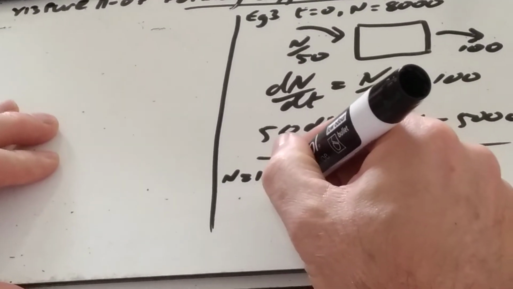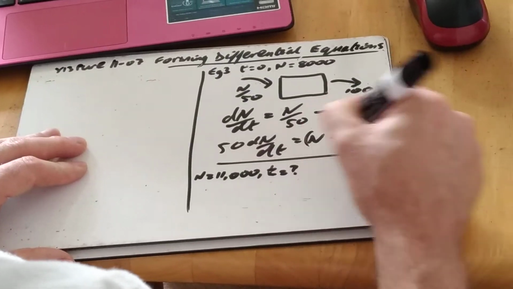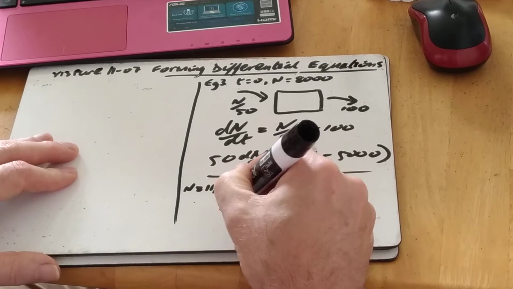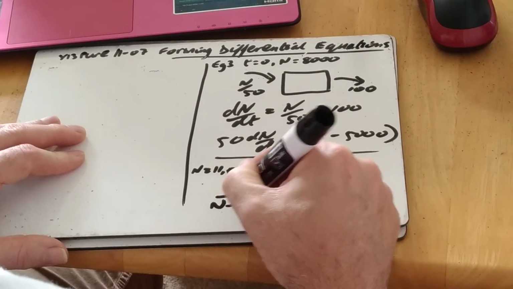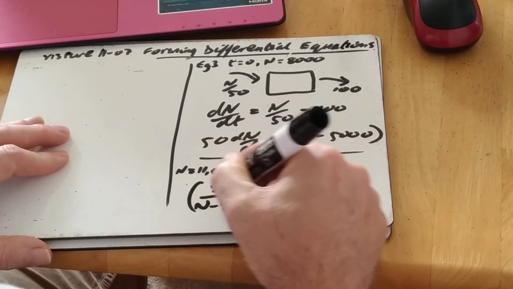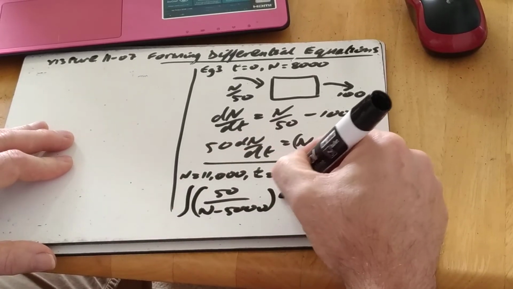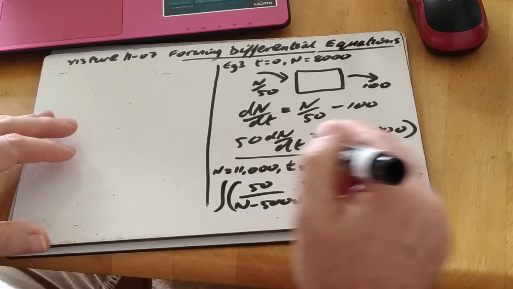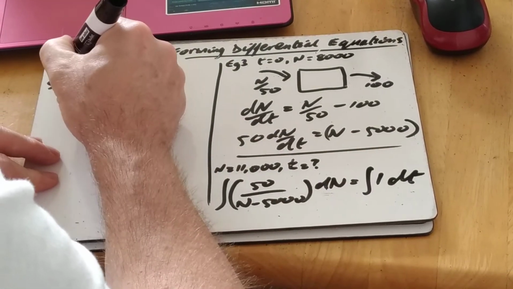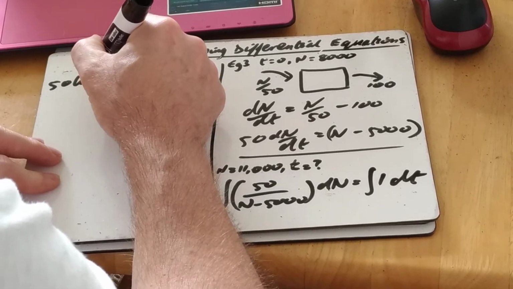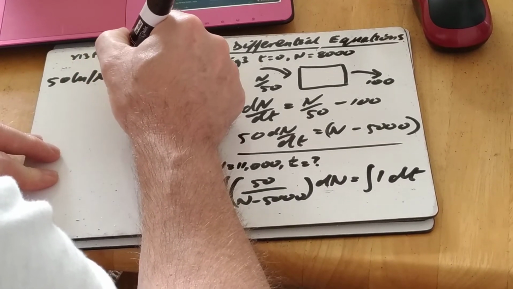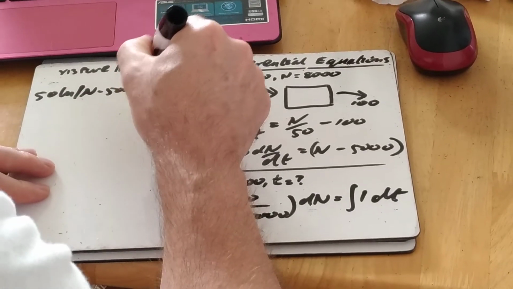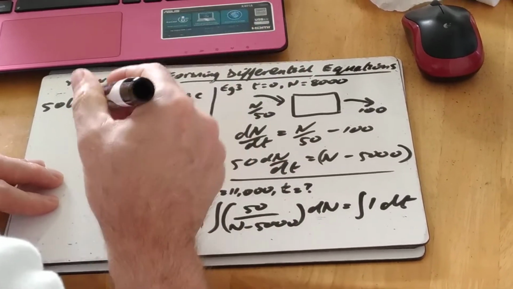I can say that all the n's are on one side, I'm treating this as a whole expression. I'm going to be cross-dividing. I'll keep the 50 there, there's no reason why I can't. So it's the integral of 1 over n minus 5,000 dn equals the integral of 1 dt. So this now becomes 50 ln mod n minus 5,000, and it's bigger than 5,000, it's positive anyway, equals t plus c.